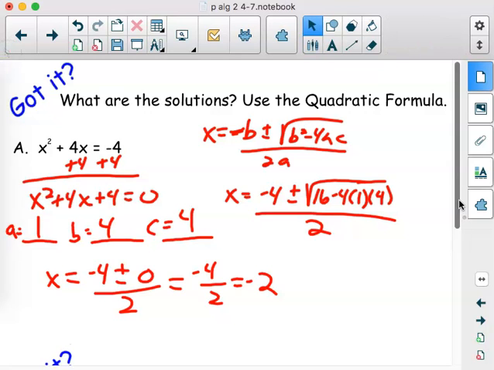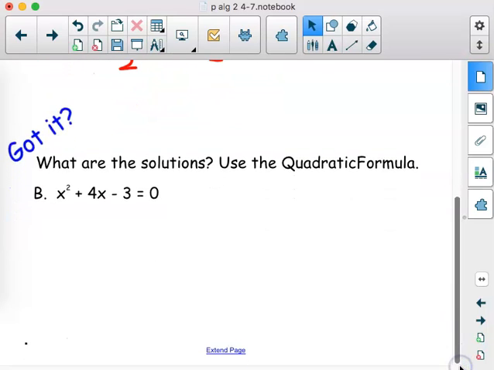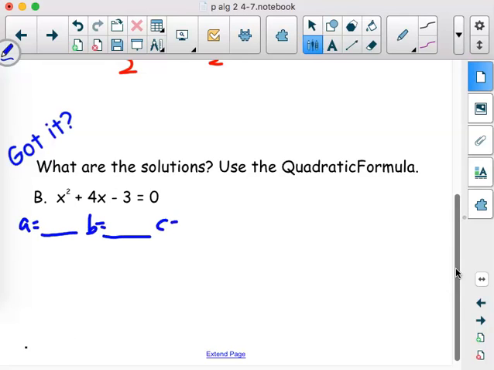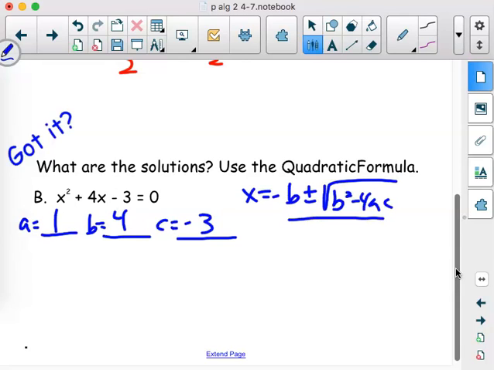All right, that worked out a little too slick. Let's try this one. X squared plus 4x minus 3 equals 0. Oh, at least it equals 0 already for us. Somebody please unmute and give me my A, B, and C. 1, 4, and negative 3. Mm-hmm. And then you sing. X equals negative b plus or minus the square root of b squared minus 4ac all over 2a.